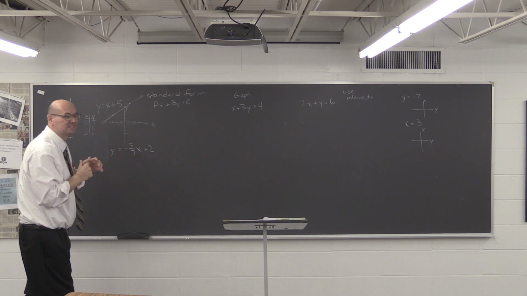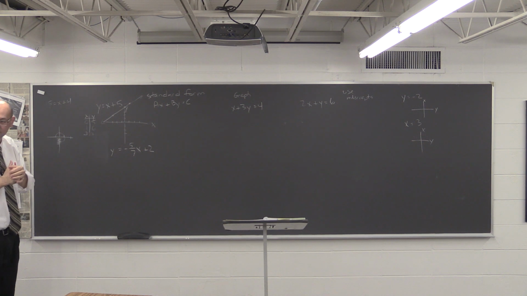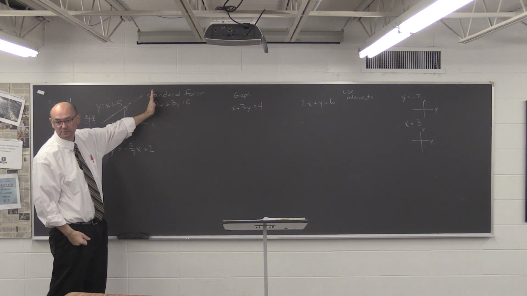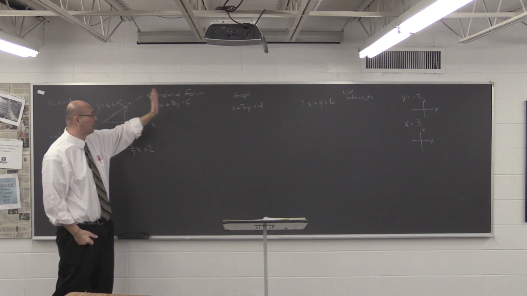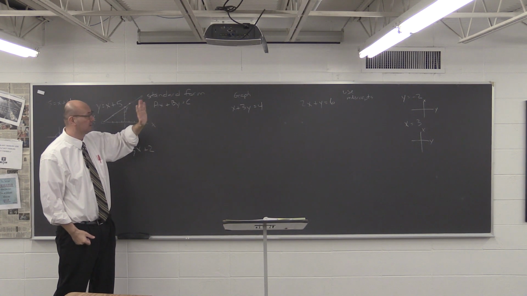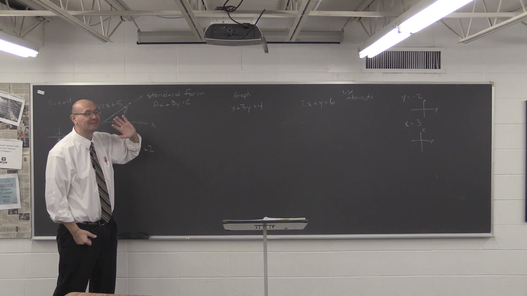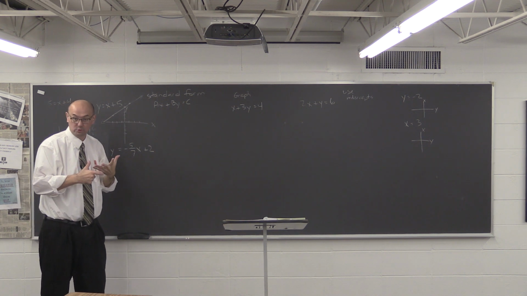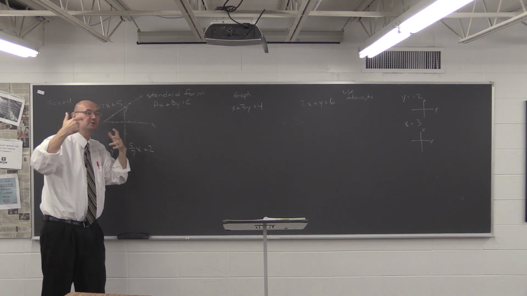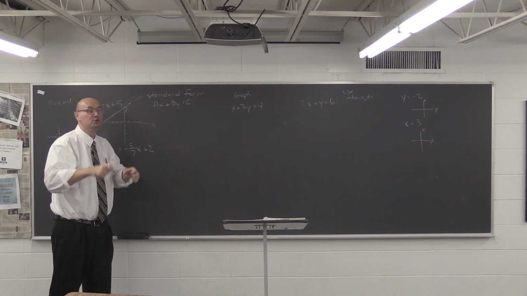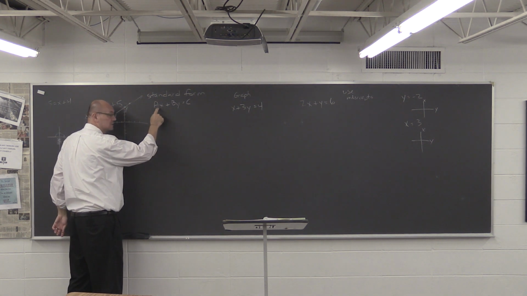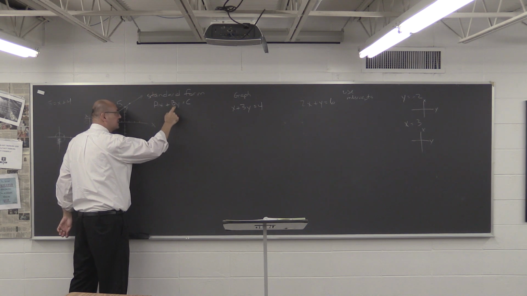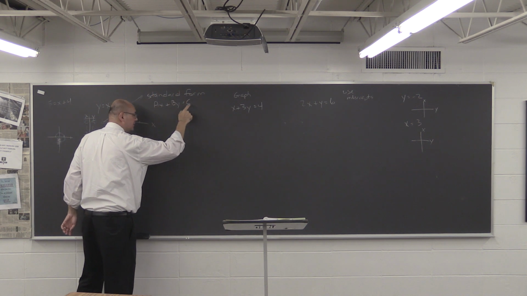Listen to this. Standard form means x is first, y is second, equals, and then the number. Okay, let me say it again, and then we're going to do it. Now watch. When you turn something into standard form, that's what you need to do. All right? X is first, y is second, equals, and then the number.